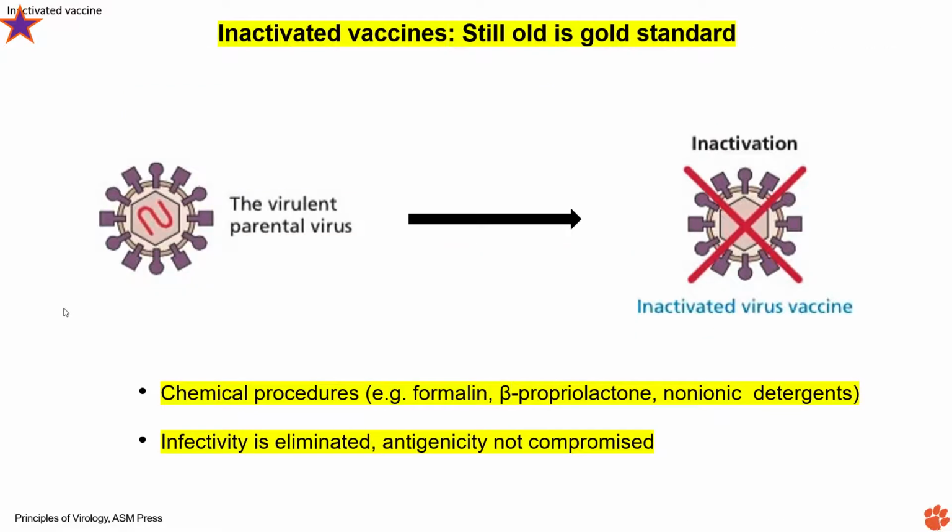All right, so here we can just ask a question like which one is a key for a successful inactivated viral vaccine. The main function is that upon inactivation, the virus will completely lose its infectivity, but it will retain its antigenicity. So infectivity is completely eliminated. It cannot cause any disease, and antigenicity is not compromised.